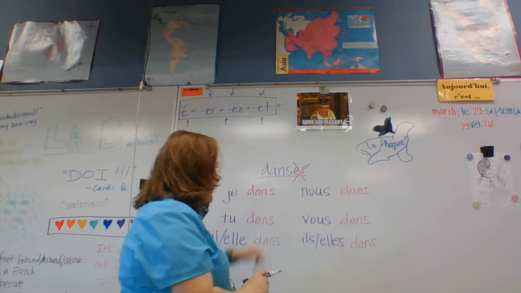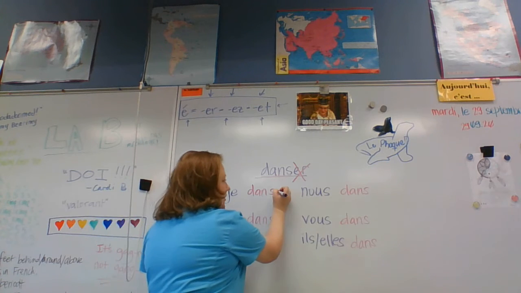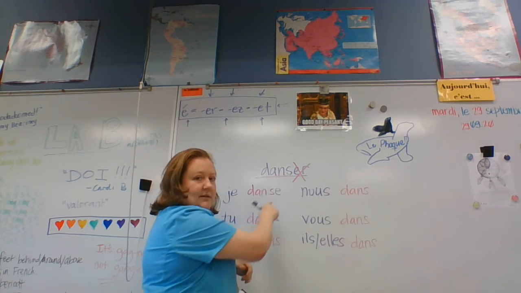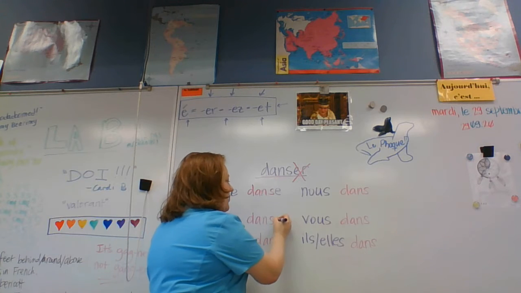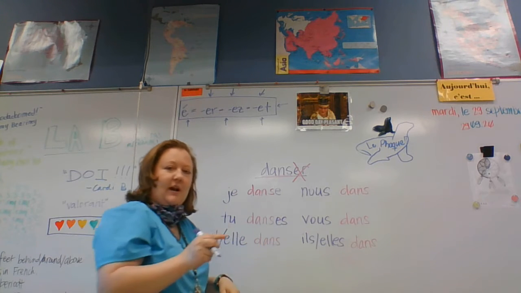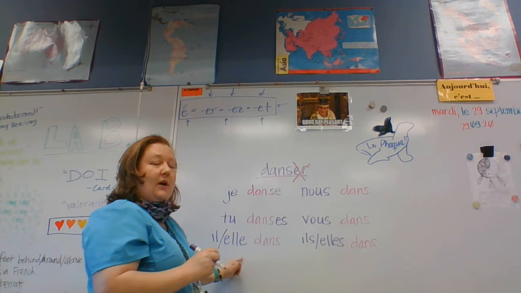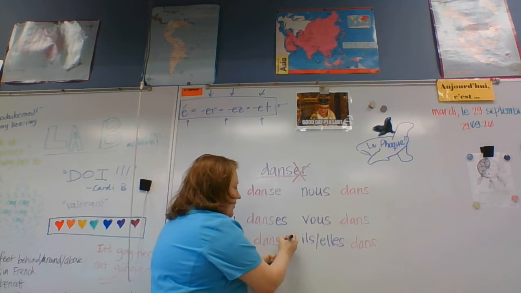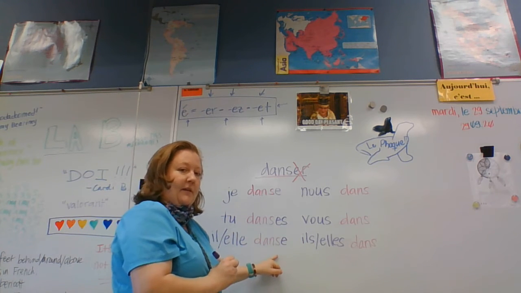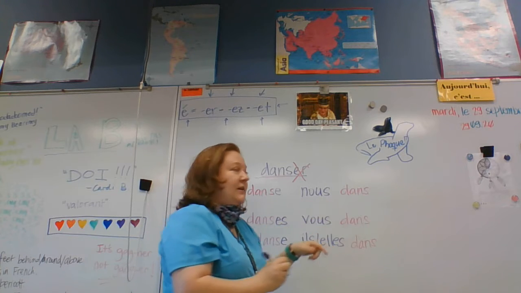But the endings are, for je, it's e: je danse. For tu, it's es, es. For il or elle singular, it's e. Then for nous, it's ons.